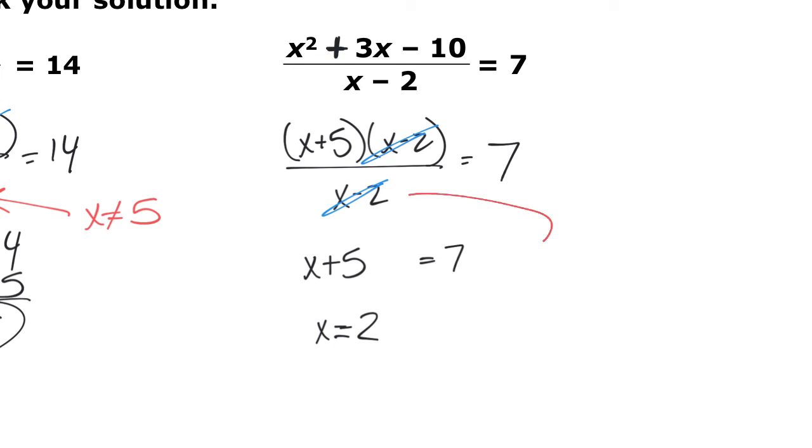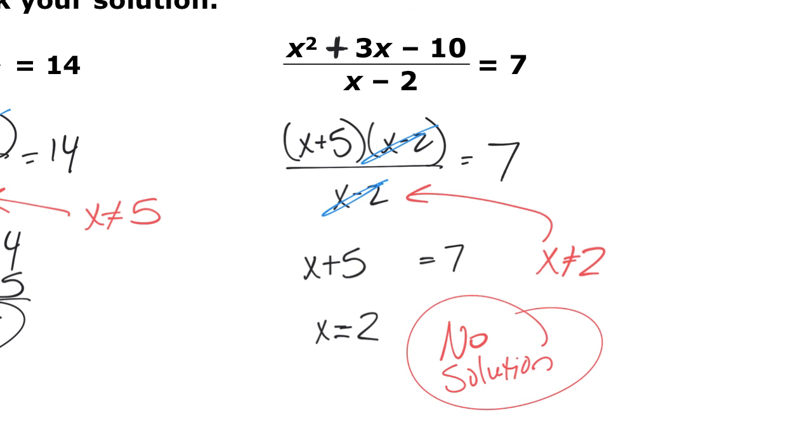I always need to go back and check right here. X cannot equal 2 because that would make the function undefined. So this one has no solutions because I solved it. I got x to be 2, but in fact, x cannot equal 2.